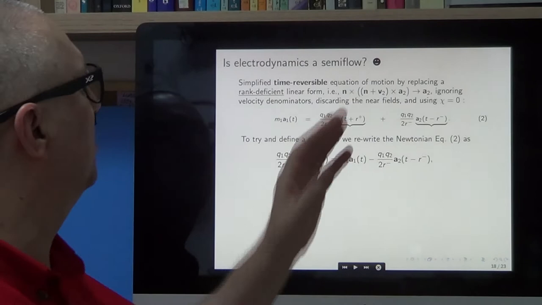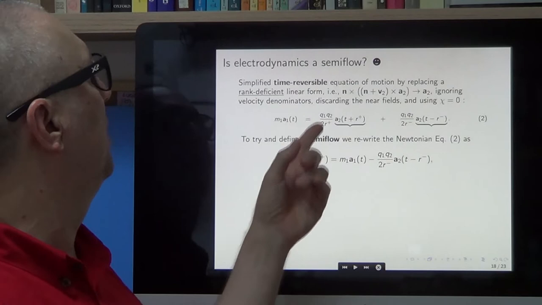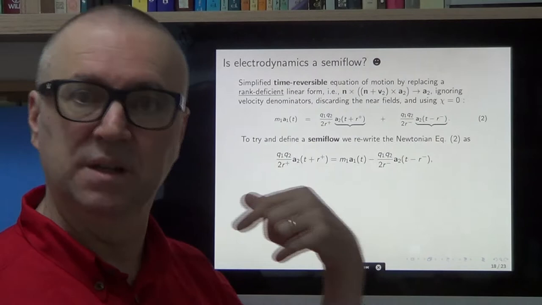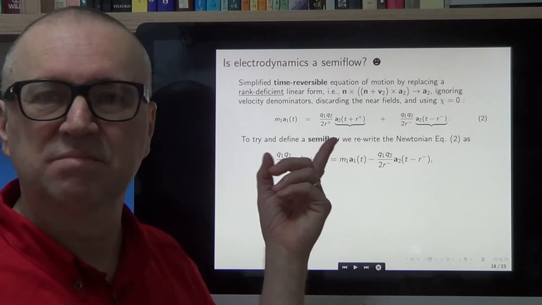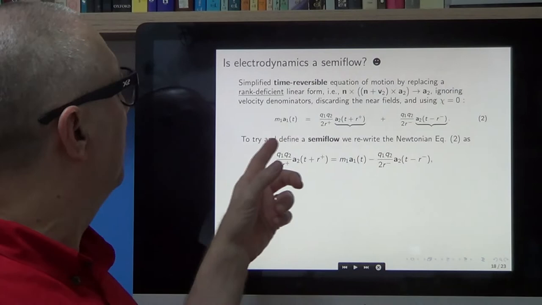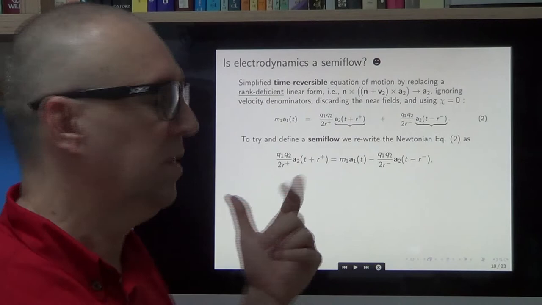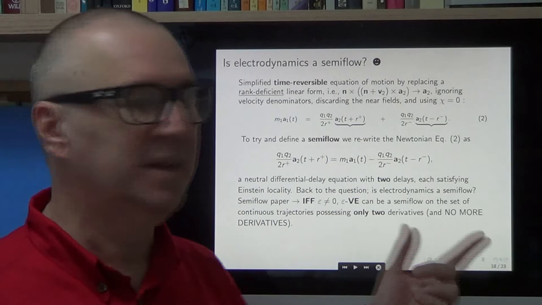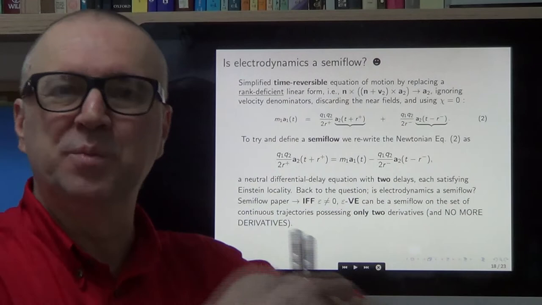Then the equation of motion that you get is this. M1A1 equals 1 over the distance in the future light cone times the acceleration of the other particle on the future light cone, plus 1 over the distance in the past light cone times the acceleration of the other particle on the past light cone. Well, an equation like this, of course, doesn't make much sense because it involves the future. If you want to use an equation like this in a semiflow, you can try to define a semiflow if you rewrite this equation as an equation of motion for particle 2, like this. And you see, this is an equation with two delays, okay? And this is a neutral differential delay equation with two delays, each satisfying Einstein locality. And of course, the equation of motion of particle 1 has to be done from the equation of motion of particle 2, in the same manner.